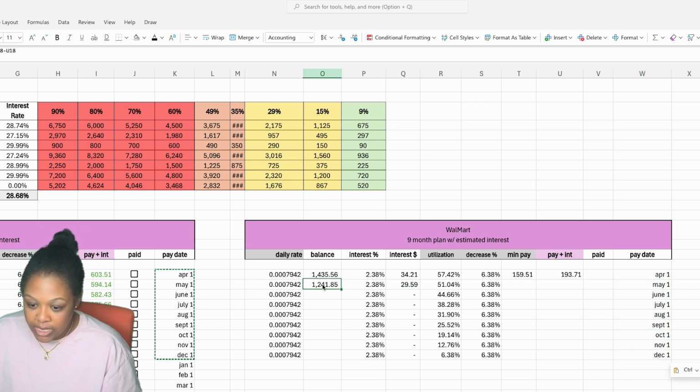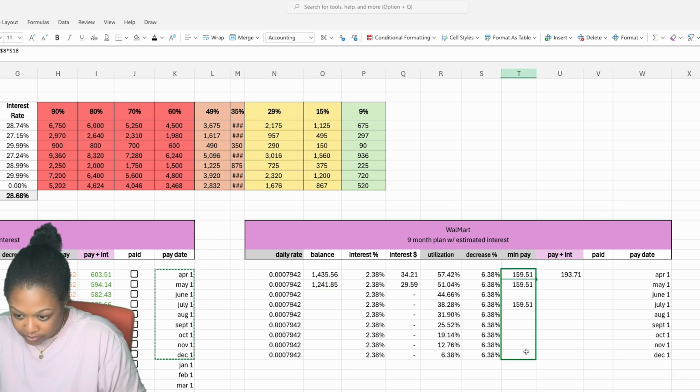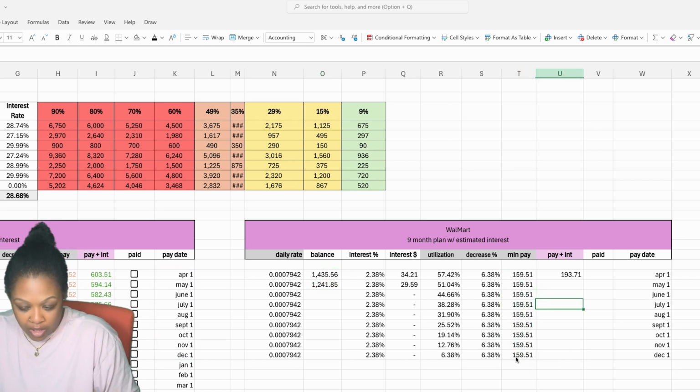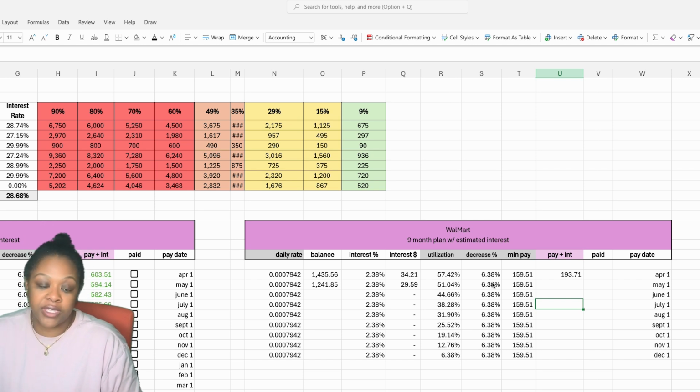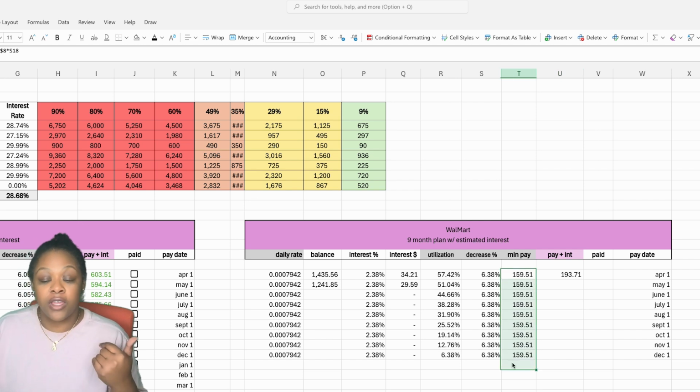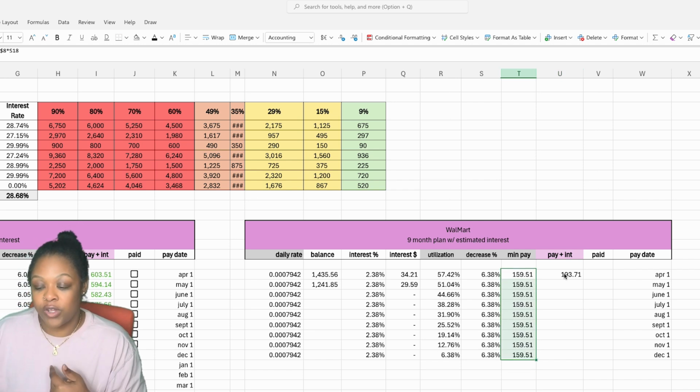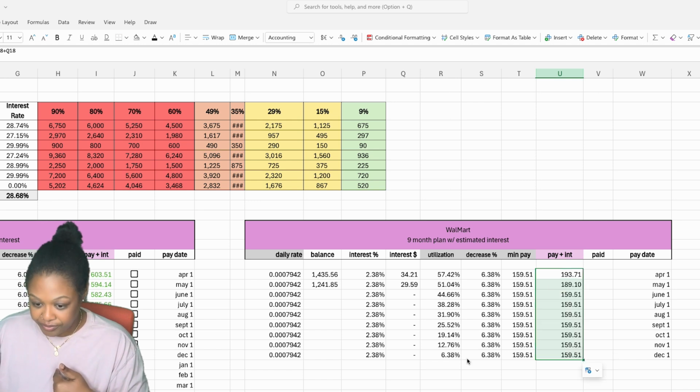Our interest in dollars this month is going to be $29.59. As you can see, it gets lower because our balance got lower. We're going to drag that all the way down. And it should always be the same because our limit is not changing. So we always want to pay 6.38% of the limit. The limit is always going to be $2,500, and 6% of $2,500 is always going to be $151. So it's fine that this column does not change. What should change is the payment plus interest. So we're going to drag that all the way down. And here you notice it's all the same because we don't have any numbers over here.